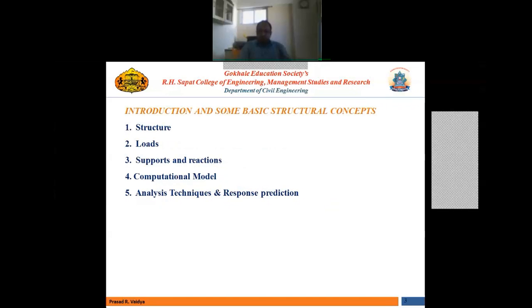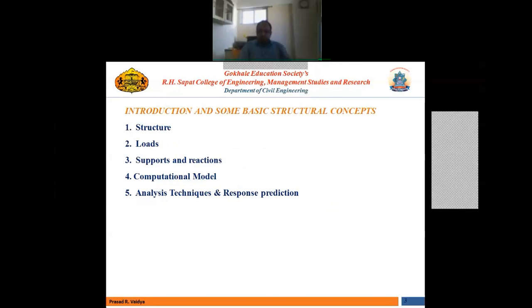Then loads, what are the different loads which are coming on the structure and how they are classified based on the direction of the load and then the response of the load. Then we'll talk about supports and their reactions. You must have learned this in many of your subjects like structural analysis 1, 2, maybe in strength of material, mechanics of material, whatever. So these are very, very important parameters as far as your modeling is concerned.